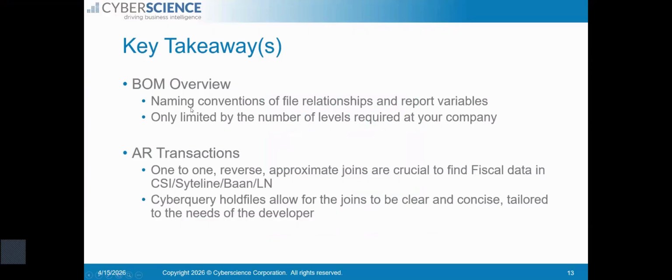Okay, that concludes that portion of the demonstration. A key takeaway to look for is that for the BOM overview, it's using those recursive relationships, but the naming conventions on those recursive relationships and the use of report variables to control when you go down to the next level is extremely key. It definitely minimizes the number of records you read and optimizes your performance.